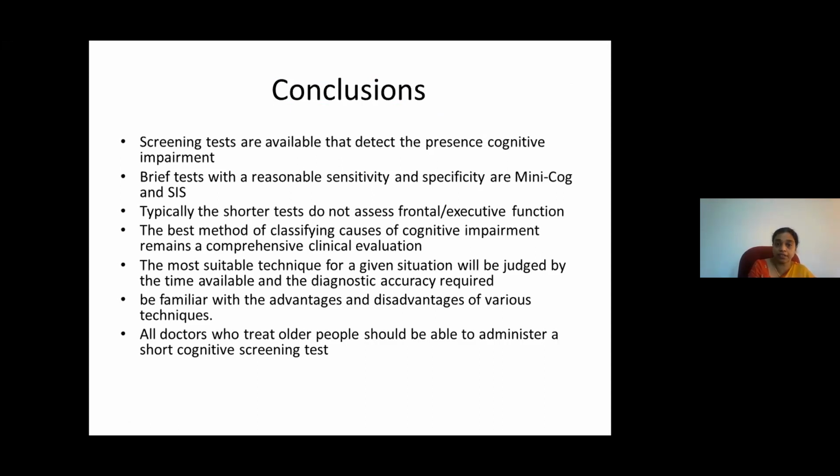The best method of classifying causes of cognitive impairment remains comprehensive clinical evaluation: history, examination, and investigations, then cognitive assessment tools. The most suitable technique for a given situation will be judged by the time available and the diagnostic accuracy required. The purpose and the time come first before you decide which assessment tool to use. And be familiar with the advantages as well as disadvantages of the various techniques. All doctors who treat older people should be able to administer a short cognitive screening test, at least the AMT4, to screen for cognitive impairment in older adults. That will be the end of my presentation.